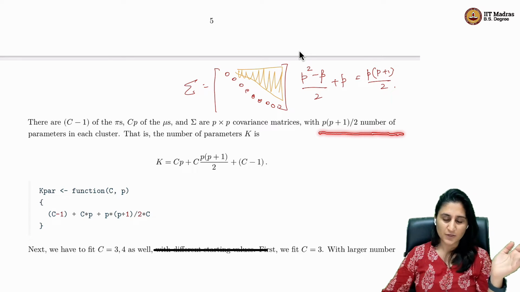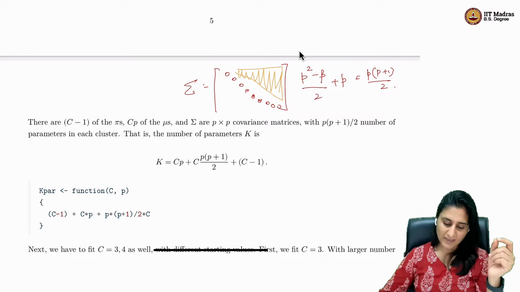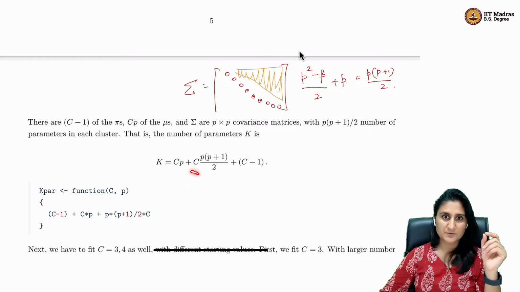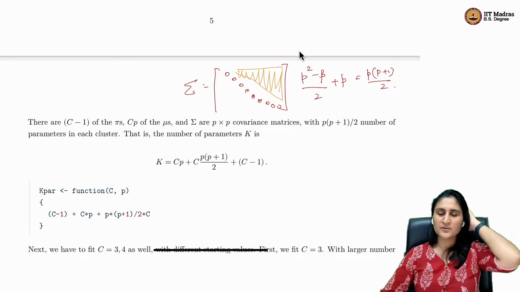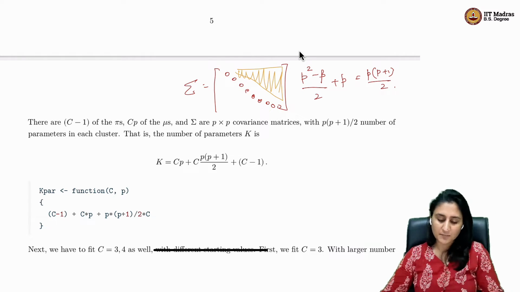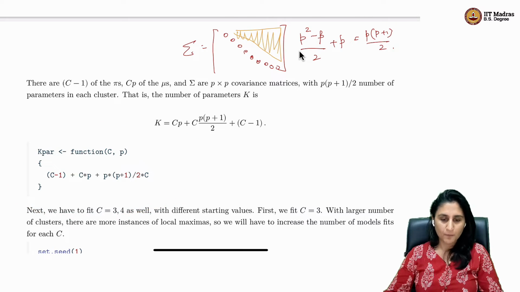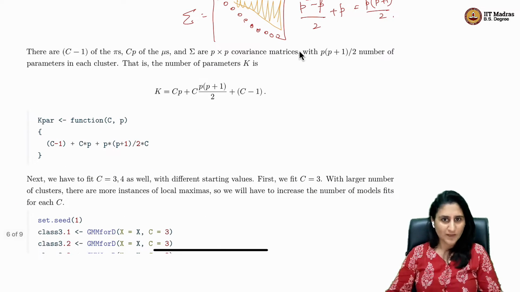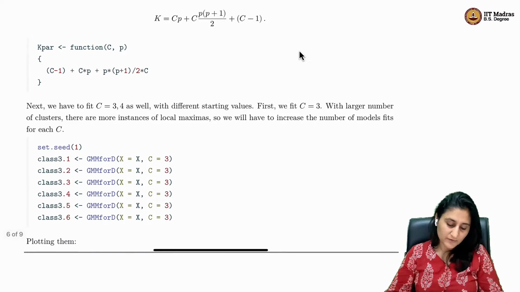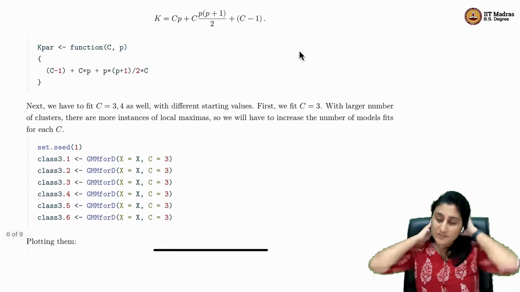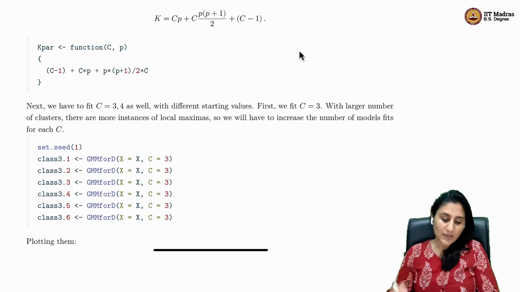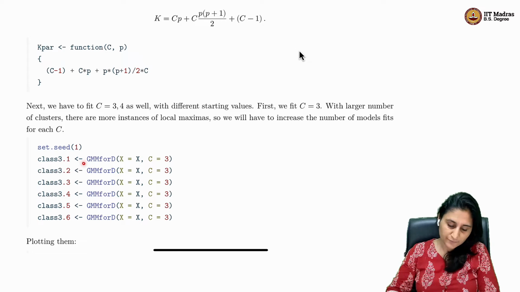So this means that in every sigma covariance matrix, there are p times p plus 1 by 2 components in each cluster. So the final number of parameters in K is Cp plus C times p plus 1 by 2 plus C minus 1. These are the total number of parameters in the model fit. And I make a function K par. Okay, now that I've understood what's happening there, I can go ahead and fit C equals 3 and 4. I don't need to do anything new, I can just call the function for C equals 3 and I'm good to go.